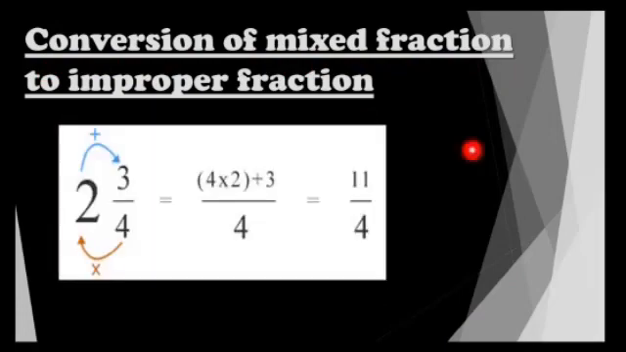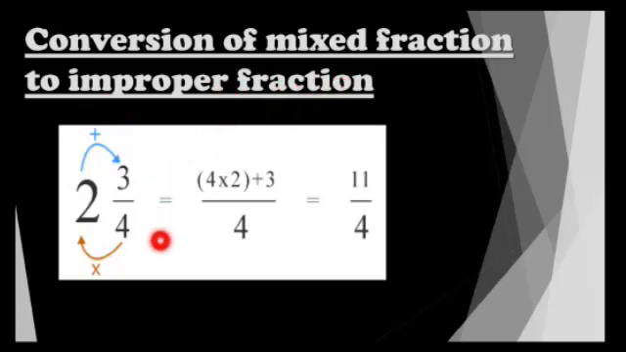Here is one example: 2 and 3 by 4. We can see that this is an example of a mixed fraction. How is it a mixed fraction, children? 2 is the whole part and 3 by 4 is the fraction part, and this is the proper fraction. Now we need to convert this mixed fraction into an improper fraction.